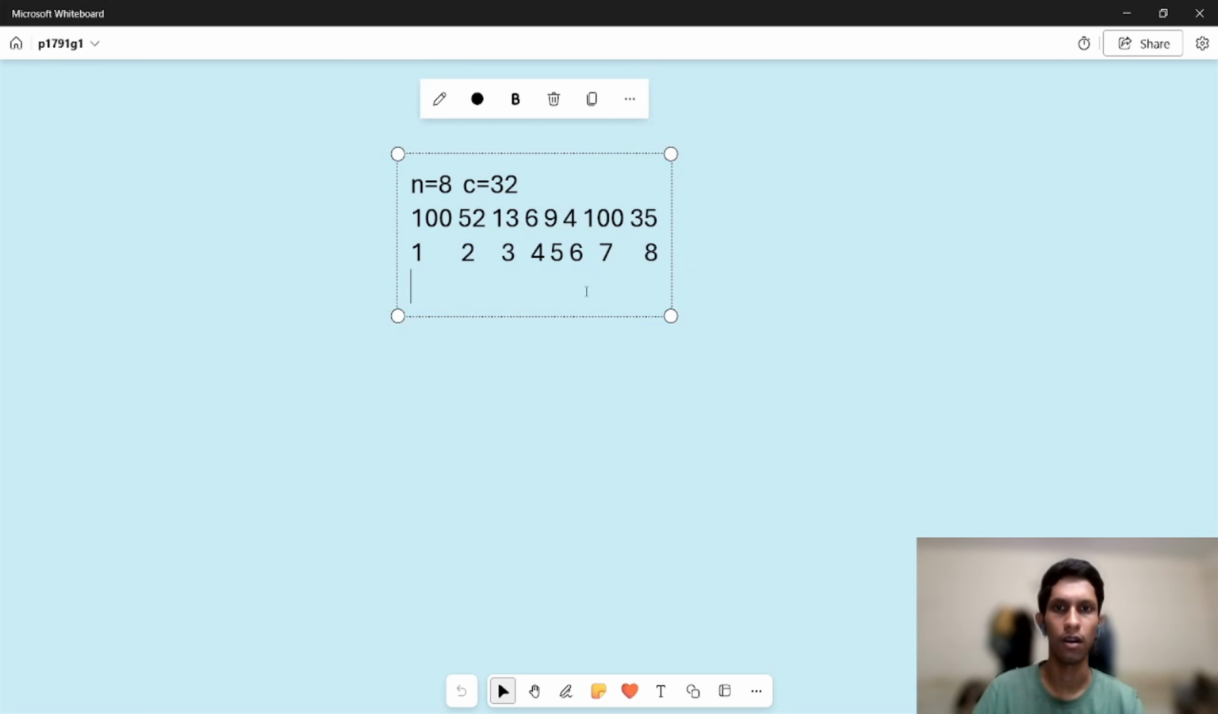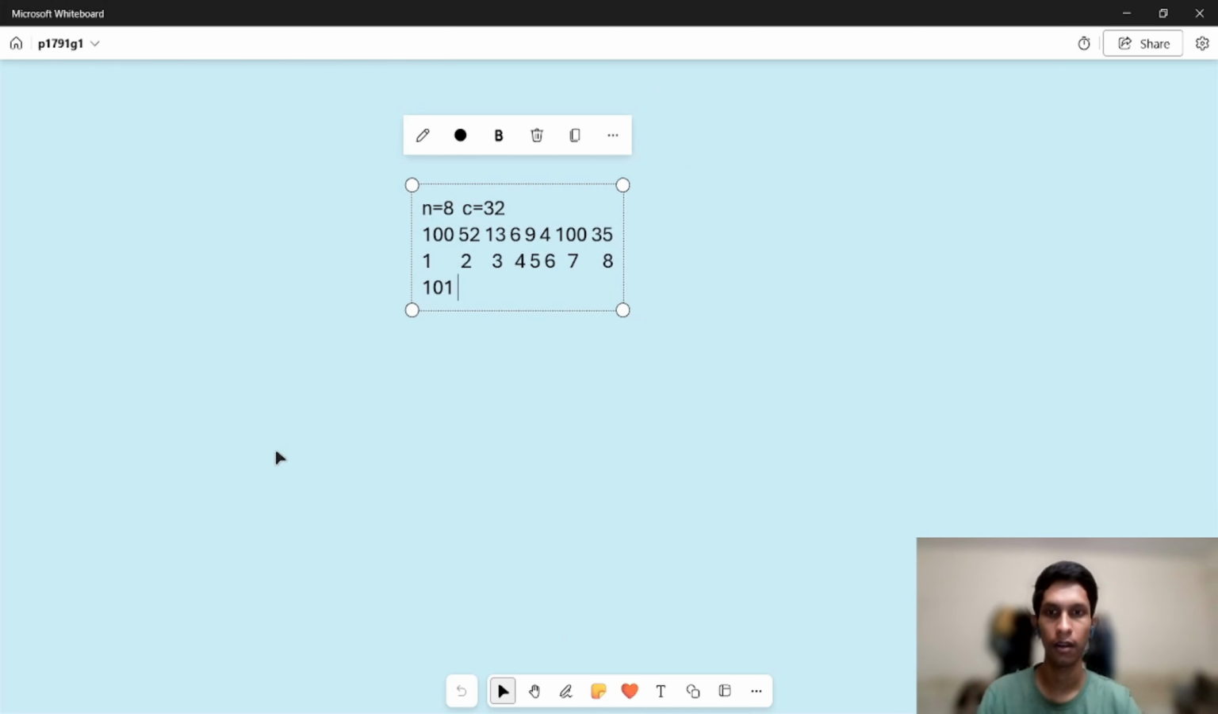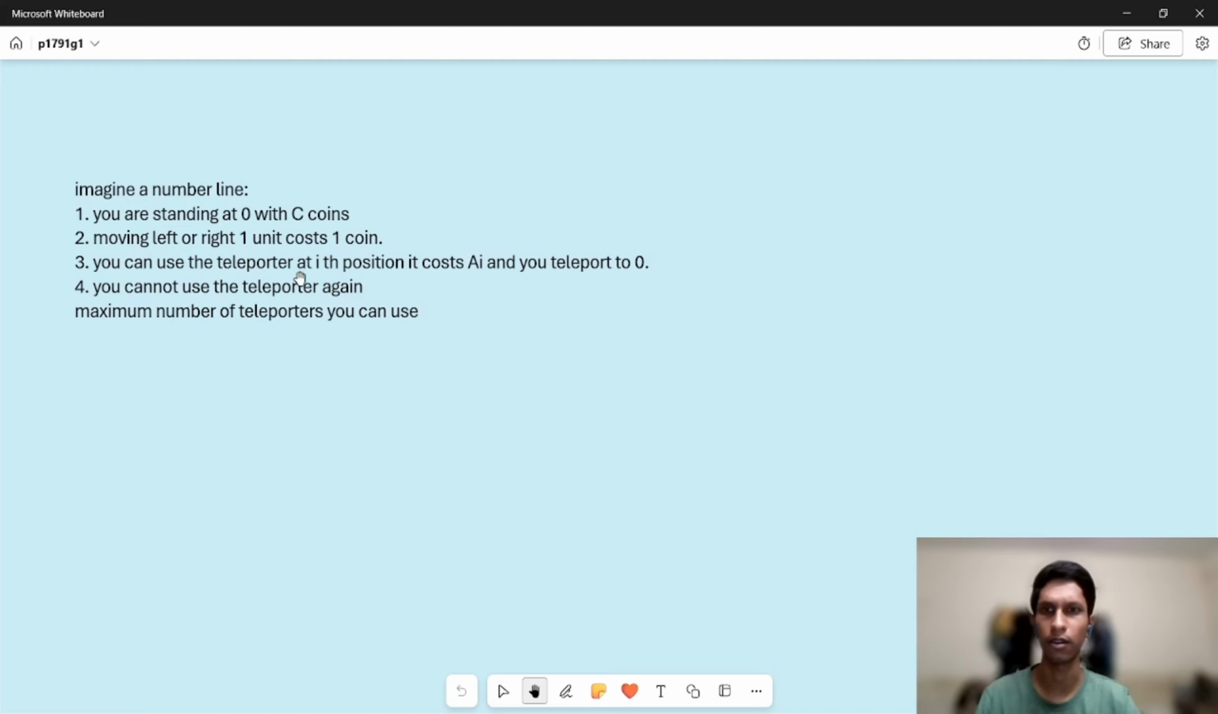So let's calculate it for this array of doors that we have been given. In order to use the first door, which costs 100 coins, we have to move 1 unit right, since it is indexed as 1, and we have to move 1 unit right in order to use the 100 door. So it will cost us a total of 101. 1 unit of moving to the right, since it is mentioned here that moving right also costs 1 coin, and moving left or right costs just 1 coin.